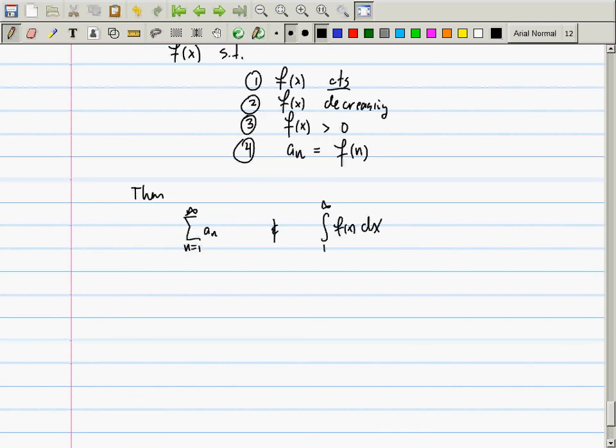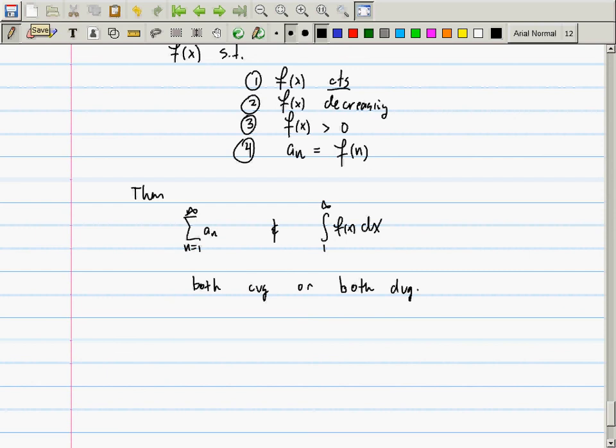Yes, they both converge or both diverge. Okay, so this is called the integral test. The way it goes is as follows. I'll give you a series and I say use the integral test. That's a very good indication that you should use the integral test. Continuous, decreasing, positive, and agrees with the sequence.